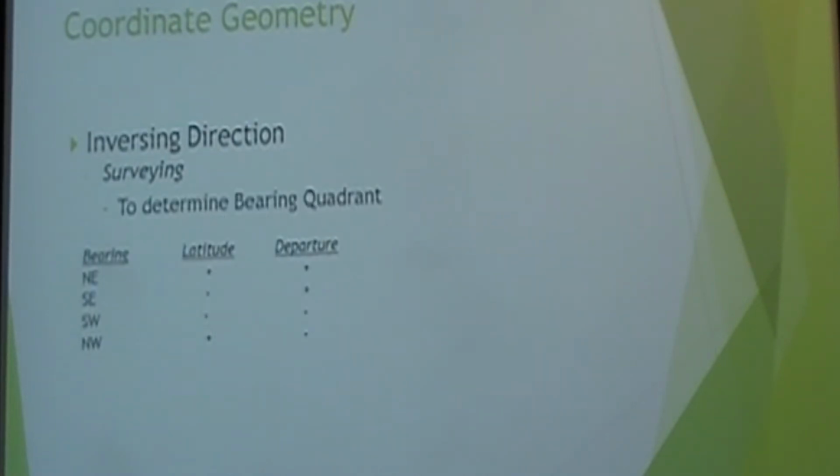Okay. So if you are doing an inverse problem, when you do the inverse with your calculator, your arctangent is only going to give you an angle 0 to 90, so what you're getting is a true bearing angle, not an azimuth ever. So you have to determine your bearing quadrant based on the sign of your latitudes and your departures. So we always think that north is positive and south is negative for latitudes, and east is positive and west is negative for departures. So you can either memorize this chart or just memorize the fact that north is positive and east is positive, and then you can determine it any other way based on that.